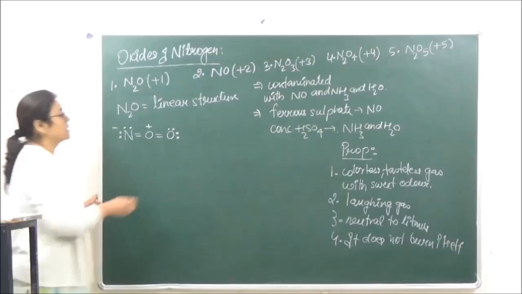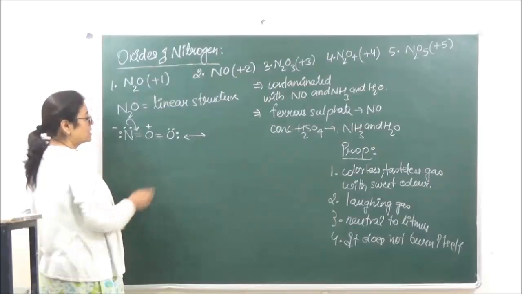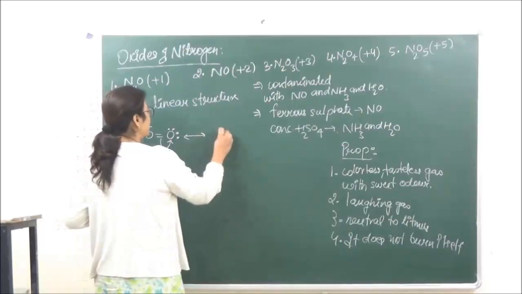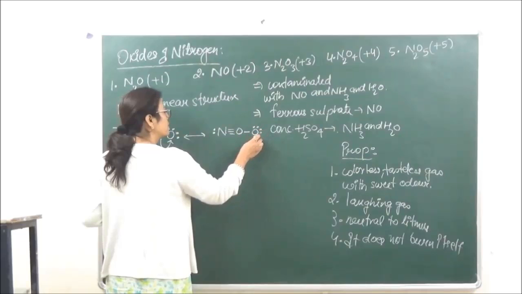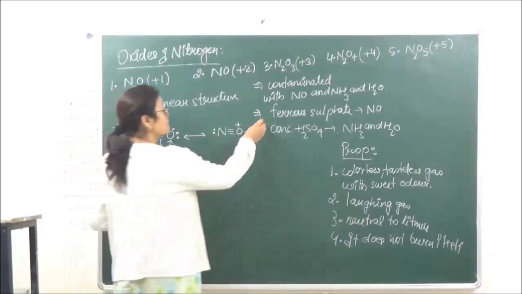जब इसका हम resonating structure बनाते हैं, then these electrons are going to shift over here, and this bond is going to shift over here, such that we have N triple bond O, single bond O. So this oxygen will now get a positive charge and this is going to get a negative charge. Right? So these are the resonating structures.